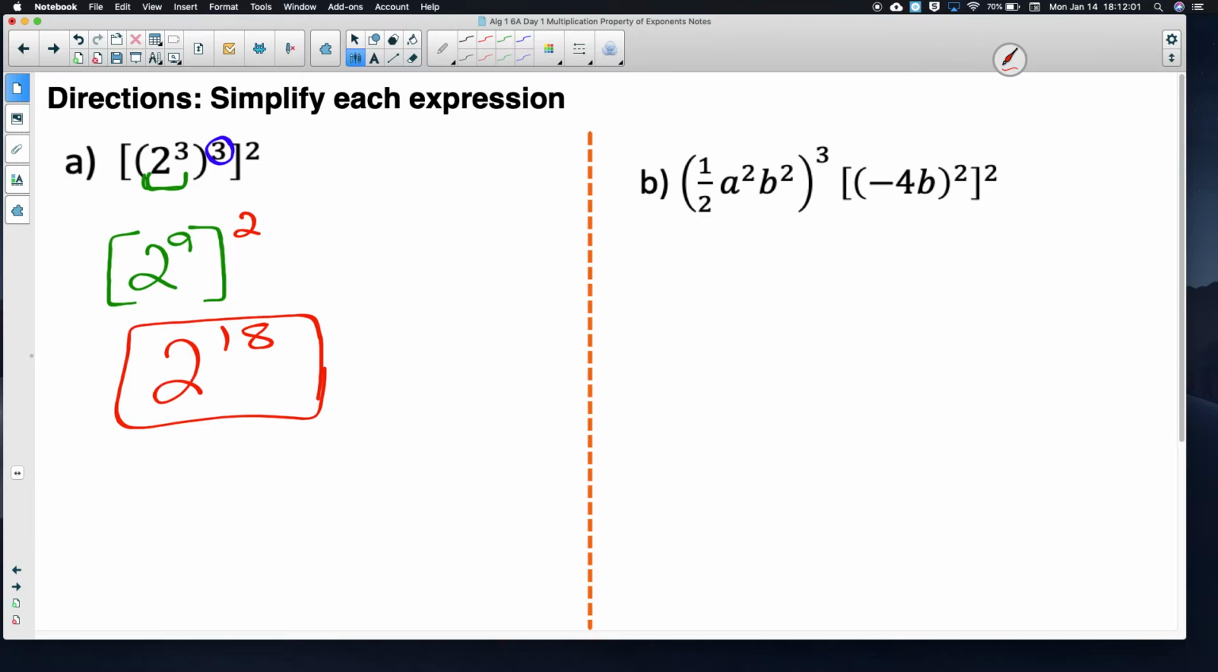2 to the 18th power is 262,144. So that's definitely something you're going to want to use your calculator for. Now, in part B, we get a little bit more complicated.